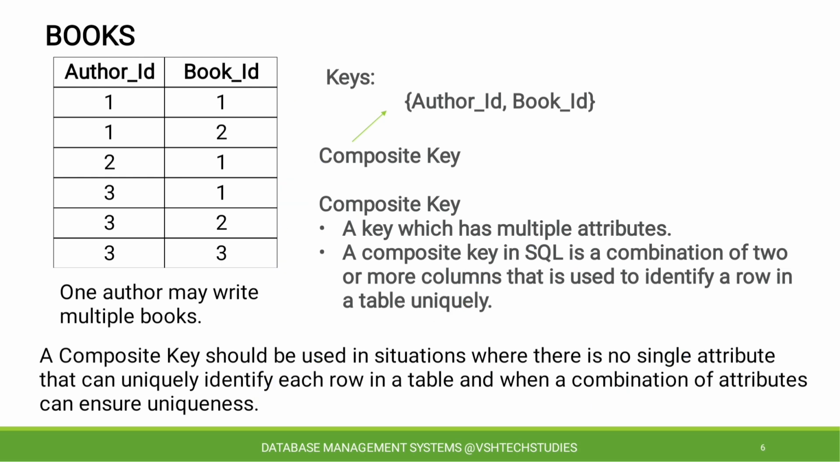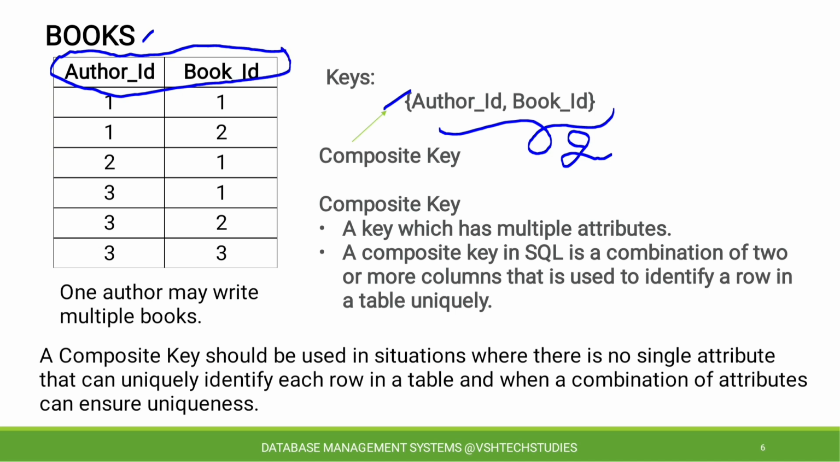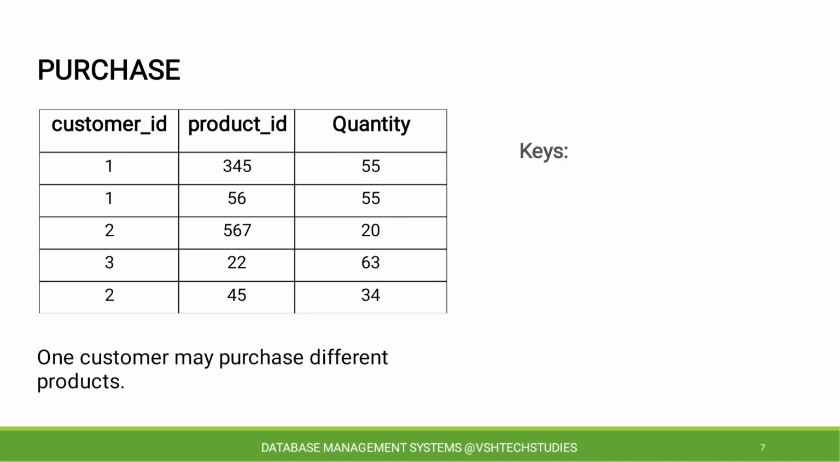So what finally we can say is that in this books table there is one key which is a composite key. It is having two attributes. With the values of both the attributes or column names, we can identify any row uniquely in this table. So next, consider this purchase table. Its attributes are customer ID, product ID, quantity.